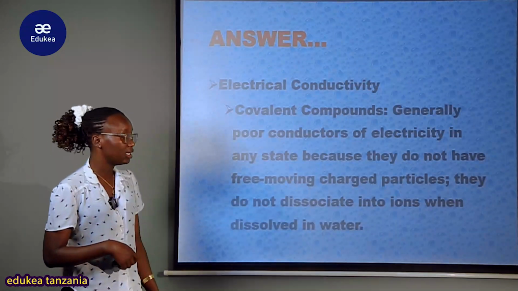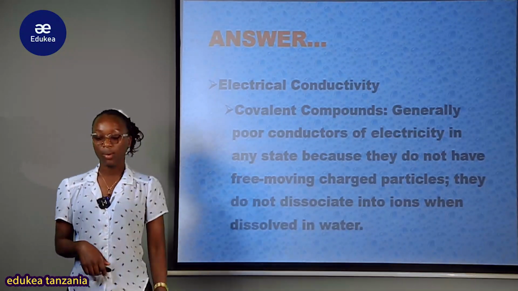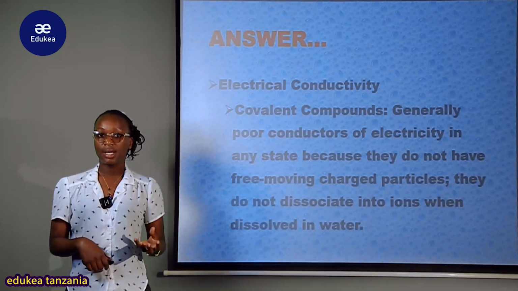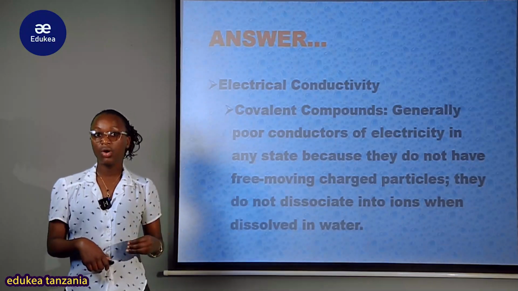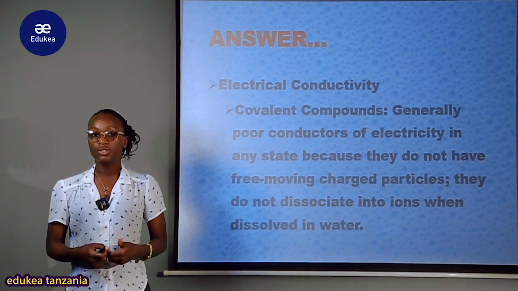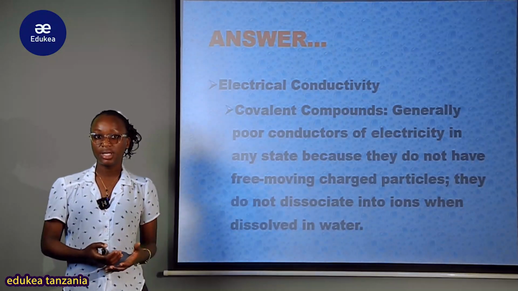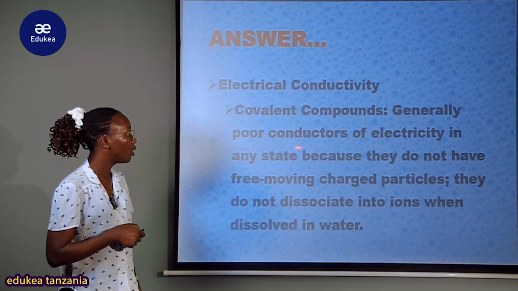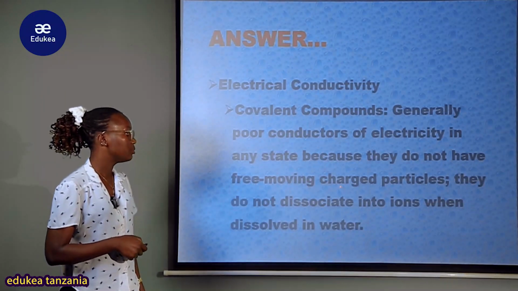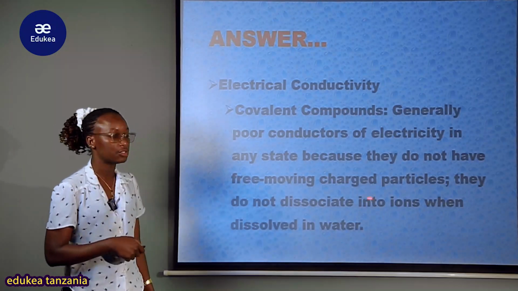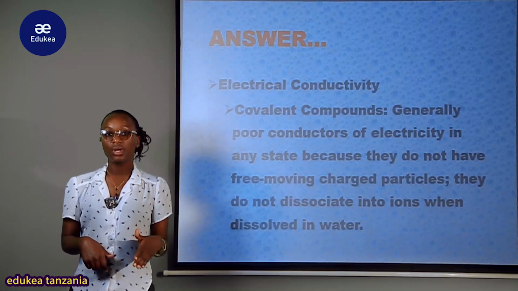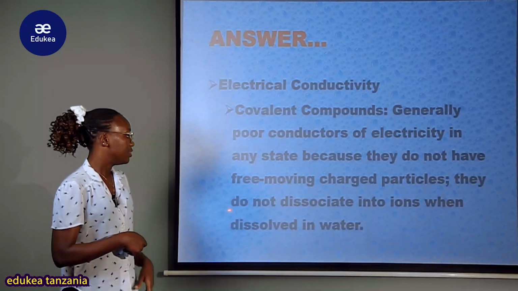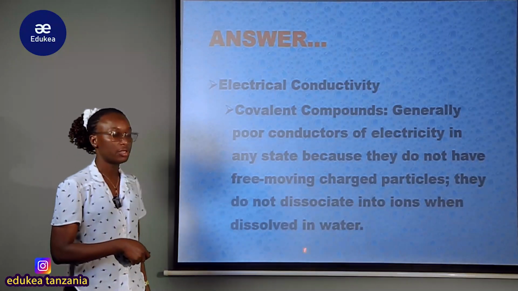Okay, the last point is electrical conductivity. Tunaenda kuangalia electrical conductivity in terms of covalent and ionic. Kwamba covalent zina support electricity production or heat production or not. The same applies to ionic. Je, zina support conductivity or not? Okay, covalent compounds in general are poor conductors of electricity in any state because they do not have free moving charged particles. Kwamba hizi hazisupport conductivity. Na hii ni kwa sababu of poor free moving charged particles. They do not dissociate into ions when dissolved in water.